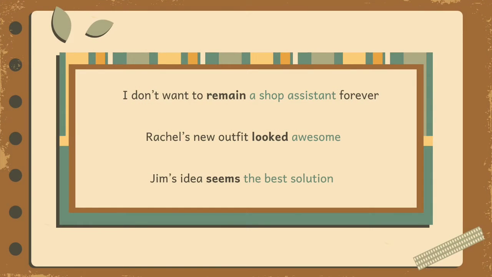Here we have three different sentences which include only a complement immediately after the verb. The verbs of each sentence are written in bold, and if we pay specific attention to them, we can see that they are mostly linking and sense verbs. These kinds of verbs require a complement to fulfill their meaning in the sentence, and these complements could be either a noun phrase or an adjective that identifies, describes, or gives information about the subject. Thus, I don't want to remain a shop assistant forever, Rachel's new outfit looked awesome, and Jim's idea seems the best solution contain a subjective complement.